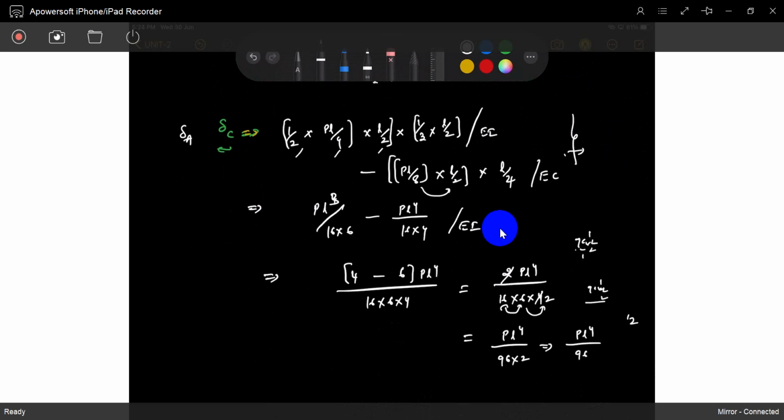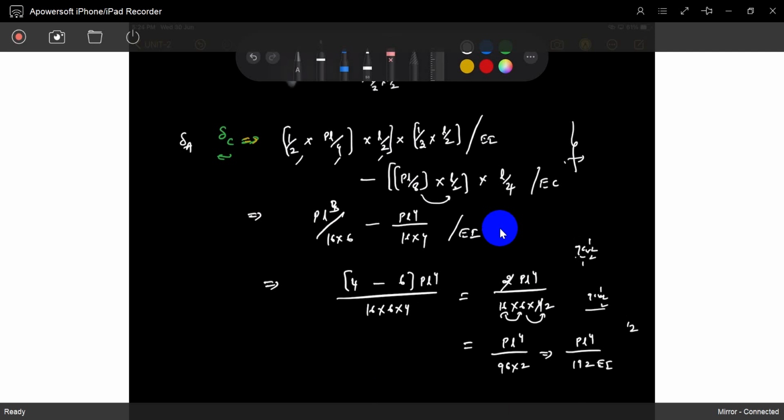Okay, we didn't do wrong. This is the right answer. That's the right answer. Okay, I felt that it was wrong, but it's the right answer. So it's the right answer. What is the value? 192 EI. Understood? That's the right answer. We did exactly the right thing, not a wrong thing.